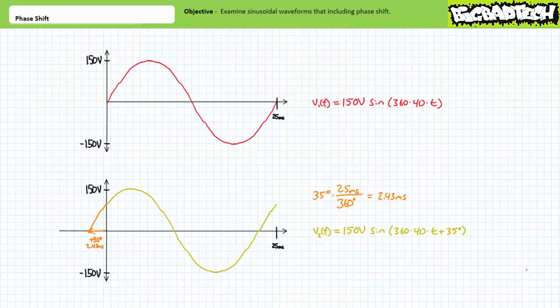Consider another waveform in yellow, V2 of t, characterized by the following expression: V2 of t equals 150 volts times the sine of 360 times 40 times the time of interest plus 35 degrees. V2 of t also has a peak value of 150 volts, a frequency of 40 hertz, and a period of 25 milliseconds. The only thing that differentiates V2 from V1 is that it has a positive 35 degree phase shift, meaning that it's shifted positive 35 degrees in advance. Positive 35 degrees inside a 25 millisecond period corresponds to a leftward time shift of roughly 2.4 milliseconds, as this operation chain illustrates. Again, it's a unit conversion.